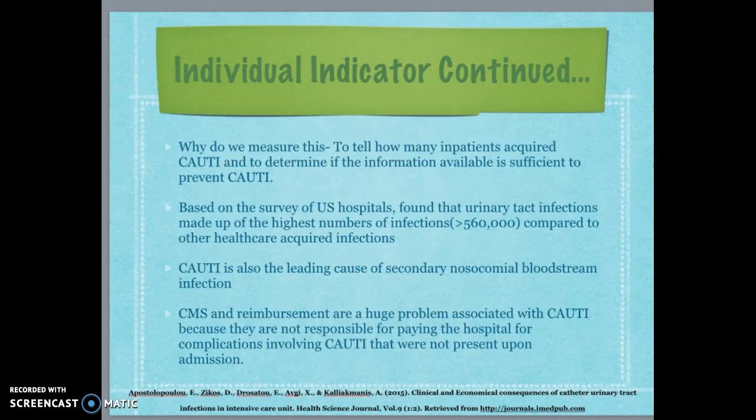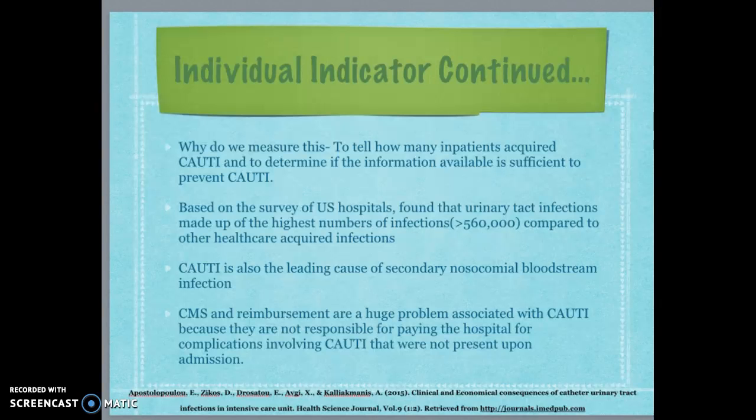The reason why we measure this is to know how many patients acquire CAUTI and to determine if the information available is sufficient to prevent CAUTI. Based on the survey of U.S. hospitals, it was found that urinary tract infection made up the highest number of infections, greater than 560,000, compared to other healthcare-acquired infections.